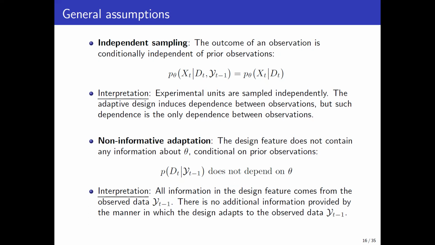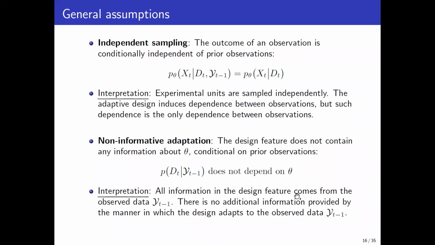The other assumption, which is really the key assumption, is what I call non-informative adaptation, which is that the design feature does not contain any information about theta conditional on the prior observations. The design information marginally must contain information about theta because it's adapting to the data, which contains information about theta. But once we condition on the prior observations up until this point in time, the design feature distribution, the adaptation distribution as I've called it, does not contain any information about theta.